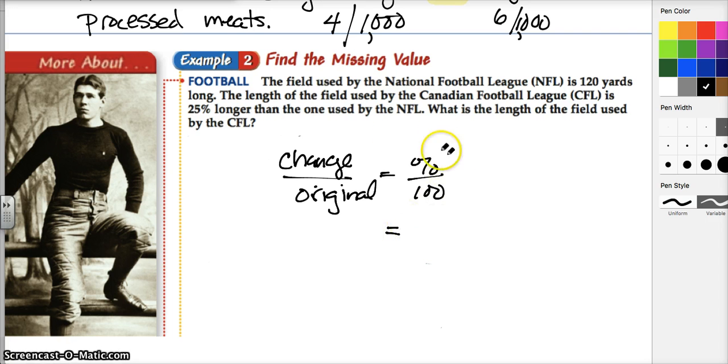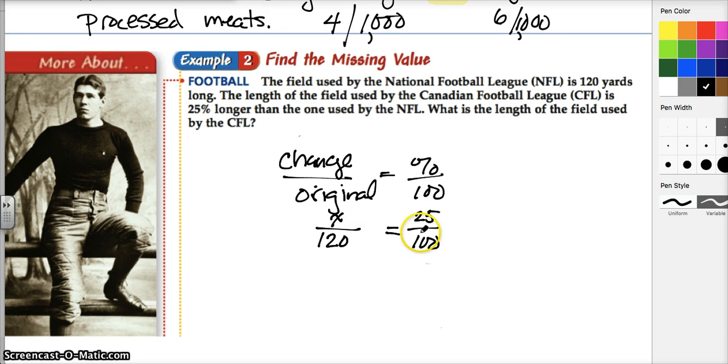So let's do our thing. Well, we're given the percentage, 25% out of 100. But what is the 100%? What are we comparing it to? The length of the field used by the Canadian Football League is 25% longer than what? Than this original, than the NFL. We're going to use 120 for the original because that's the thing we're comparing it to. And we're going to put this X here because this X will tell me how much longer the Canadian football field is than the American football field, the National Football League.